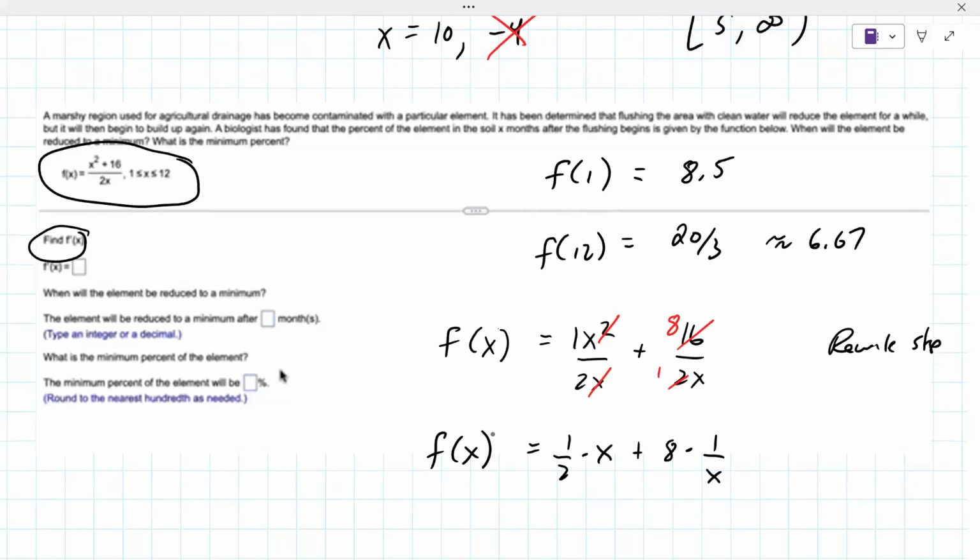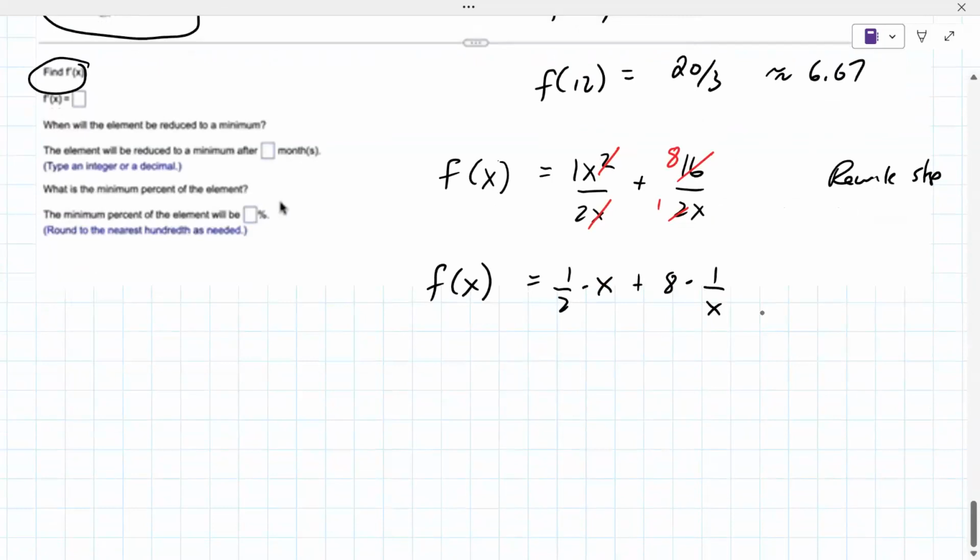No, no, I get it. Okay. And then another thing you can do here, what a lot of students do is they like to actually write the exponent, and then 1 over x is really x to the minus 1 power. Okay.